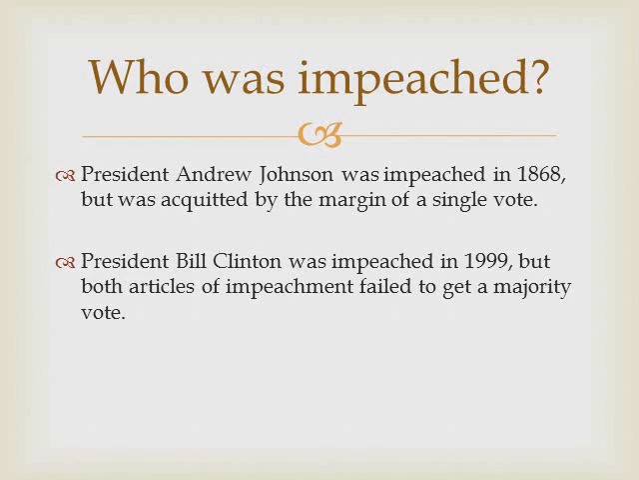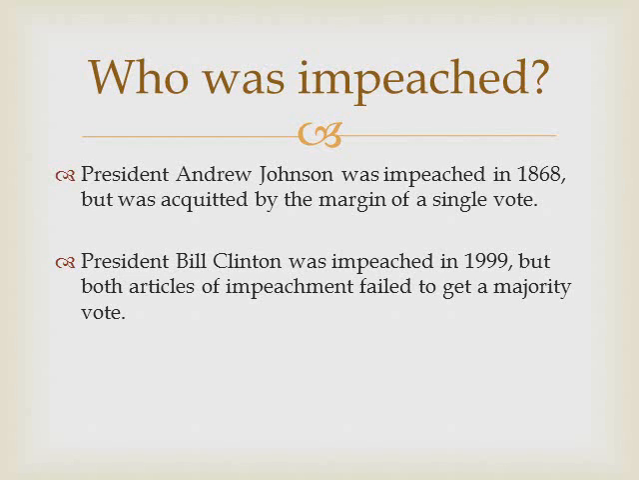Who was impeached? President Andrew Johnson was impeached in 1868 for violating an act of Congress, but when the trial got to the Senate, he was acquitted or found not guilty by the margin of 1 vote. That means that a majority of the people in the Senate believed that Andrew Johnson had committed the act that he was being impeached for, but they couldn't reach a 2/3 majority, and the difference in that was a single vote.